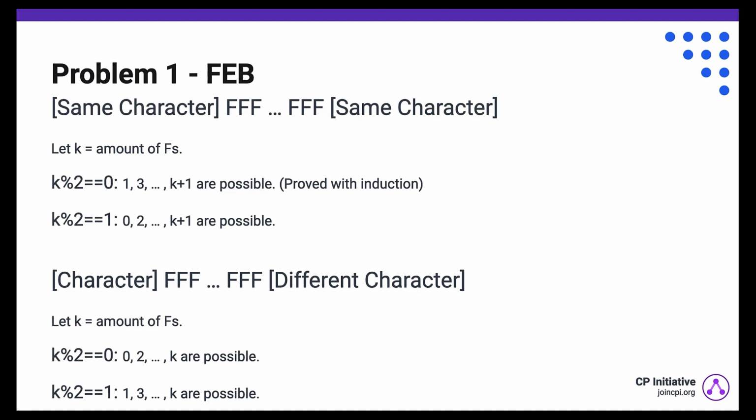And then we can do pretty much the same thing for one character and then a run of Fs and then a different character, either E, F, F, F, B, or like B, F, F, F, E. And then we'll have a different observation here, specifically when K is even, 0 all the way to K are possible, and when it's odd, 1, 3 to K are possible.